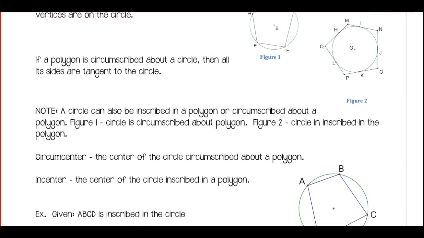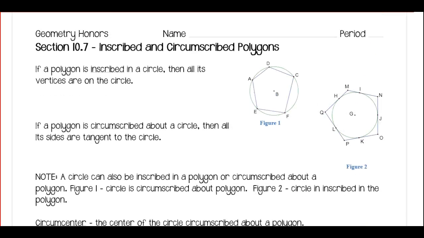This is Mr. Martin, and these are the video notes for Geometry Honors, section 10.7. We're going to be talking about inscribed and circumscribed polygons.